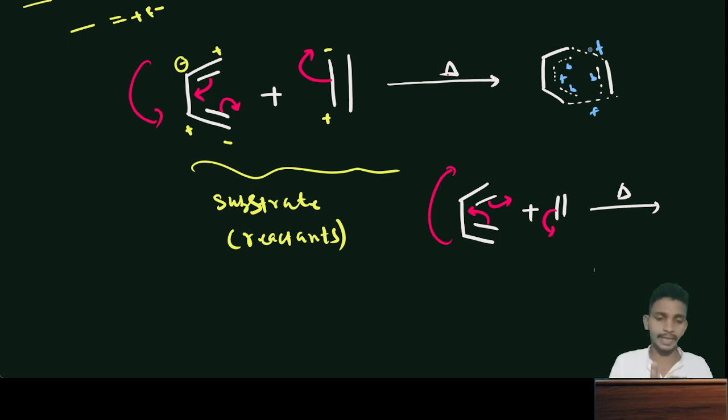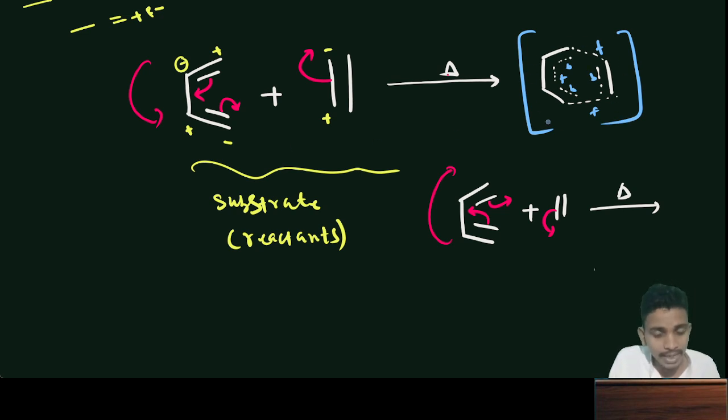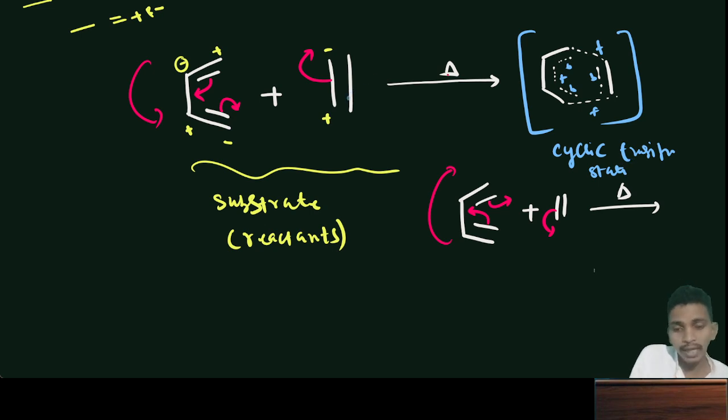Note that pericyclic reaction is a concerted mechanism. It means that bond breaking and bond formation occur simultaneously. So pericyclic reaction is a concerted mechanism, where both breaking and making of bonds happen simultaneously. This forms a cyclic transition state. Always in pericyclic reactions, we look for a cyclic transition state forming somehow.